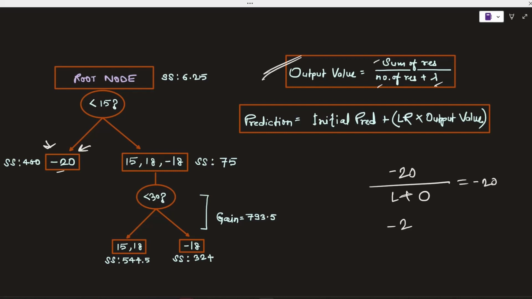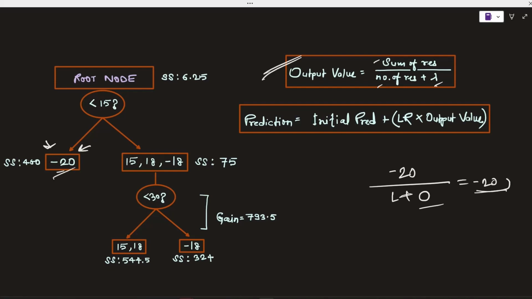However, in contrast, when we change the lambda value from 0 to 1, in that case, the output will be changed as well. So it will be minus 10. So as of now, ignore this particular part and we will assume the value of lambda as 0 only. So the output value will be minus 20, exactly the same as the residual value within this leaf node.